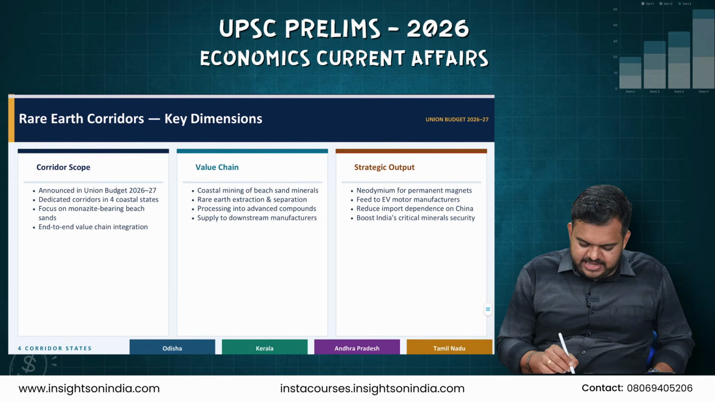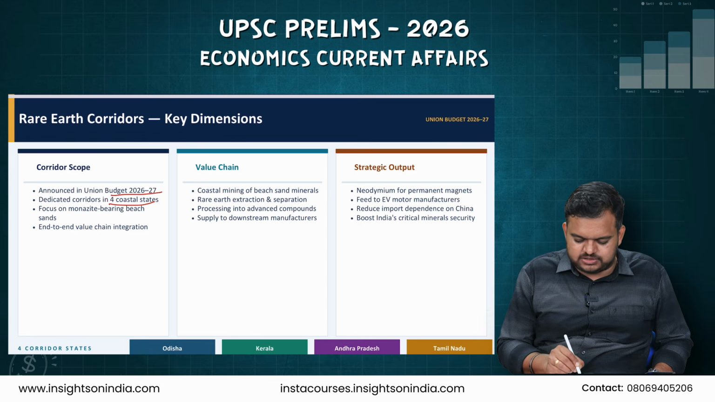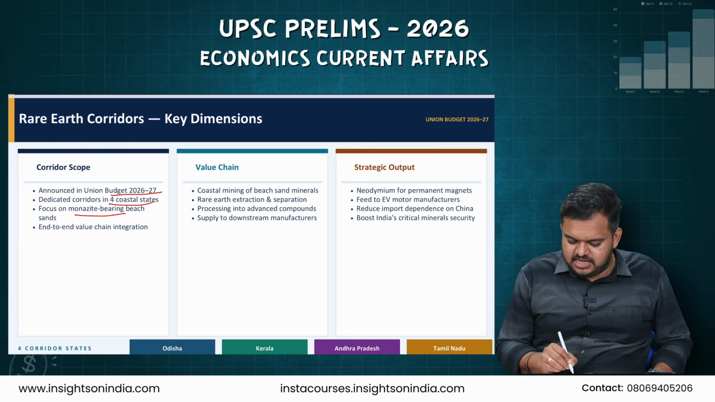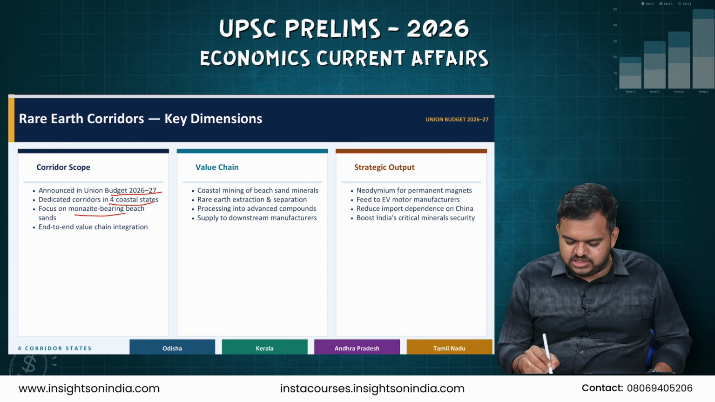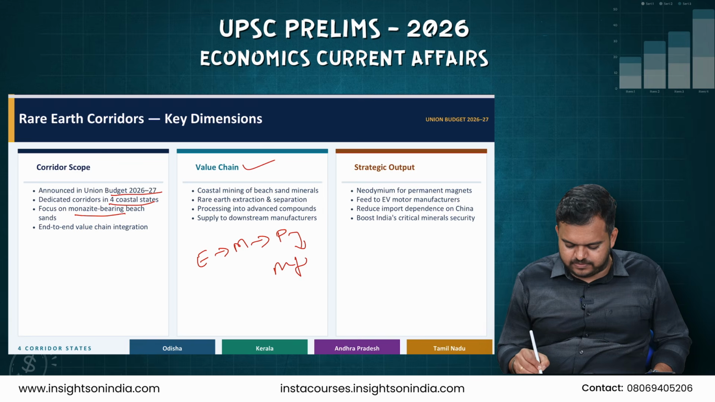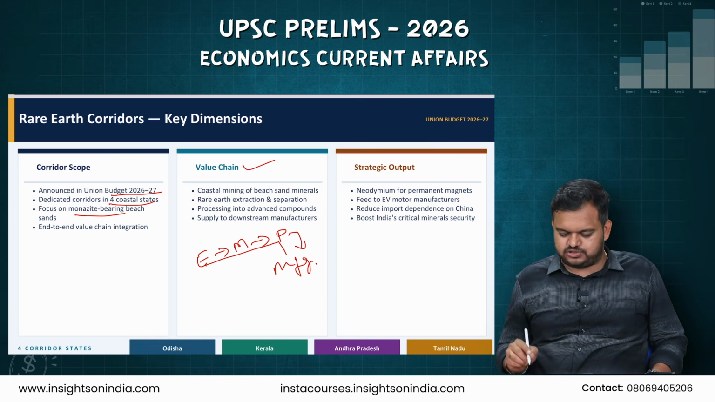Rare earth corridor was again announced in the 2026-27 budget for coastal states, with a focus on monazite-bearing beach sands. It focuses on value chain development. That means from exploration to mining to processing and to manufacturing. The entire value chain must be developed across this coastal area. That is the reason.